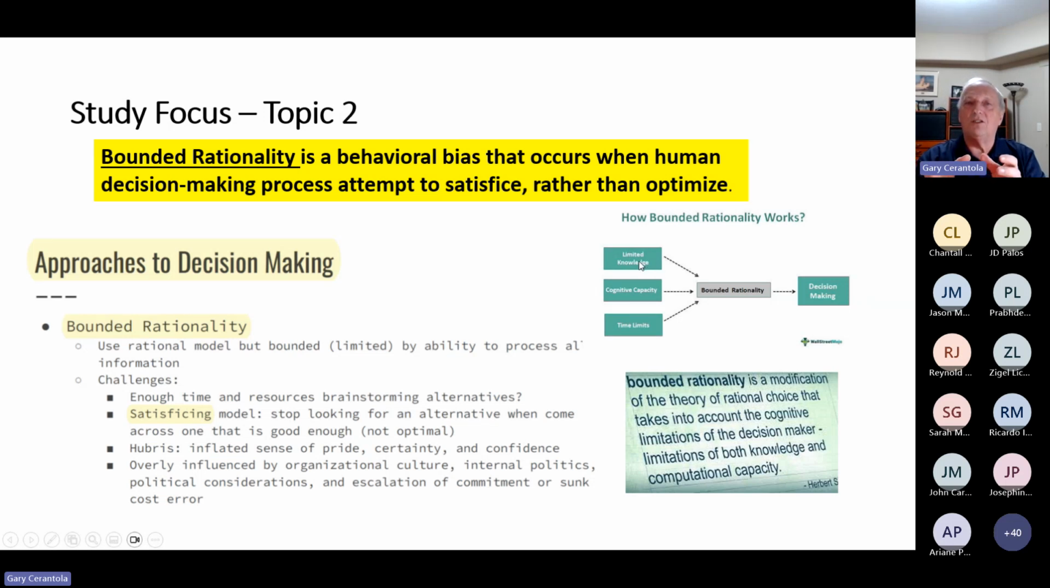So they're making a decision from limited knowledge and really don't understand what the overall problem is. And they'll land on something and say, yeah, that's it, and let's go with it. Or they don't have the capacity to understand from a cognitive point of view what that problem really looks like. And the other one, and very common, is time limits.